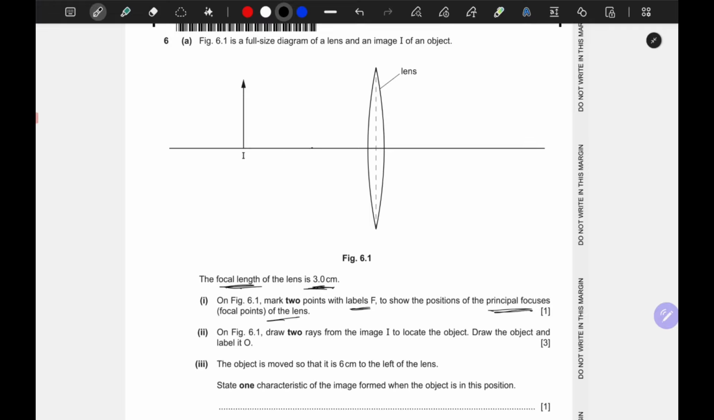So somewhere around here. Now this is drawn to scale, so make sure you use your ruler. So this is F, and also somewhere around here, F. Make sure this distance from the center of the lens is 3 centimeters, and also this distance to the point is 3 centimeters.